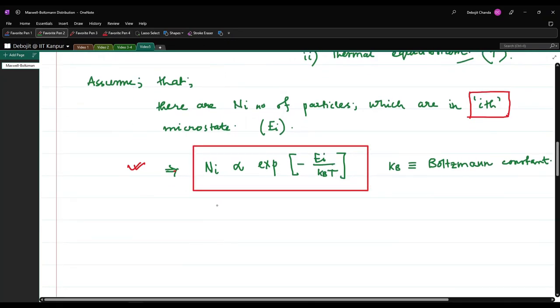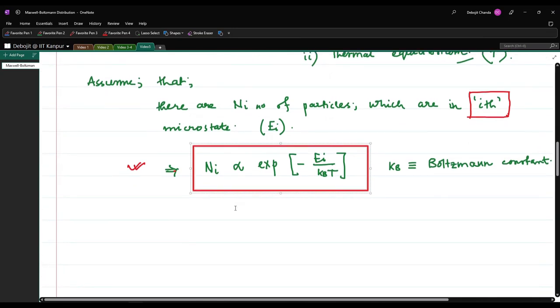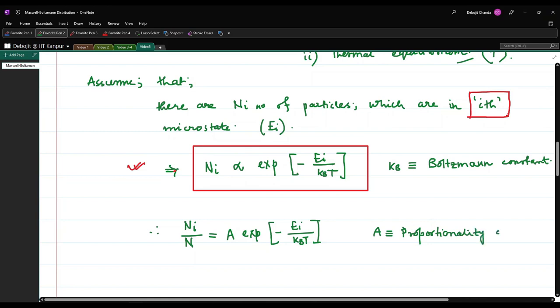So we can again see that if the total number of particles, which is n, increases, then ni will also be increasing. We can say that ni over n is again proportional to this exponential term, and we can write that A is the proportionality constant.